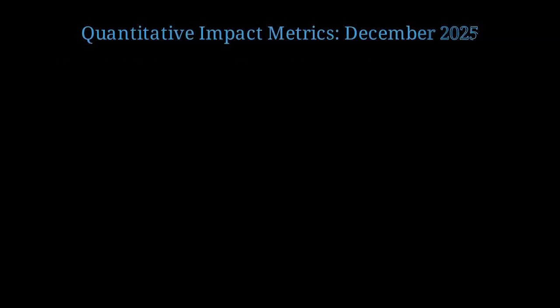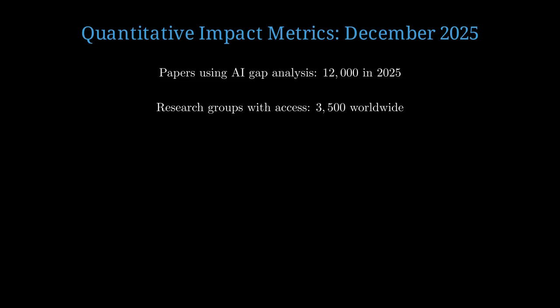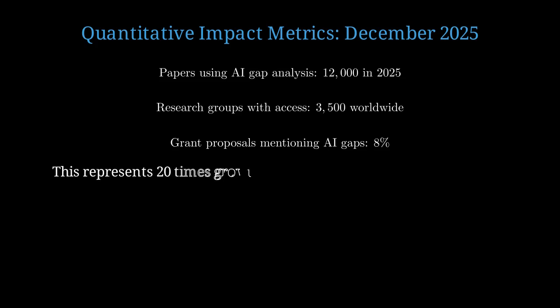Let's look at some quantitative impact metrics as of December 2025 to understand how widely adopted this technology has become. Approximately 12,000 papers published in 2025 explicitly mentioned using AI-driven gap analysis in their introduction. About 500 research groups worldwide now have access to AI gap analysis tools, either through commercial platforms or open-source implementations. 8% of grant proposals to major funding agencies now explicitly mention AI-identified research gaps as part of their justification. This represents approximately 20-fold growth compared to 2023, indicating rapid adoption across the research community.